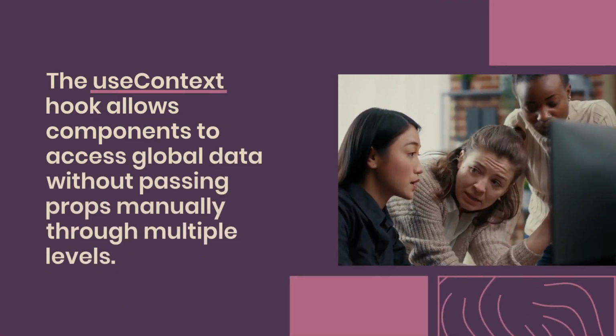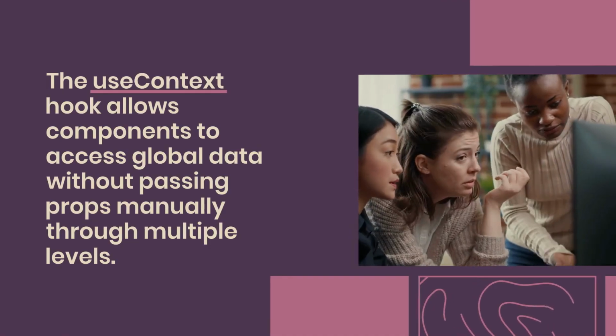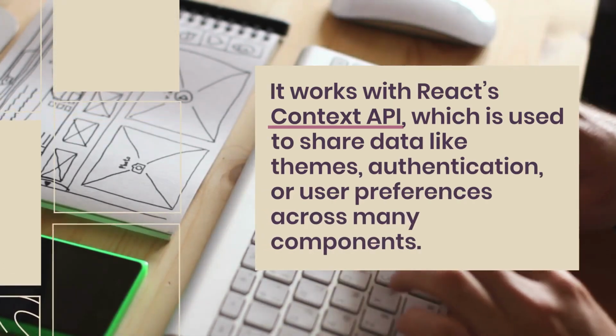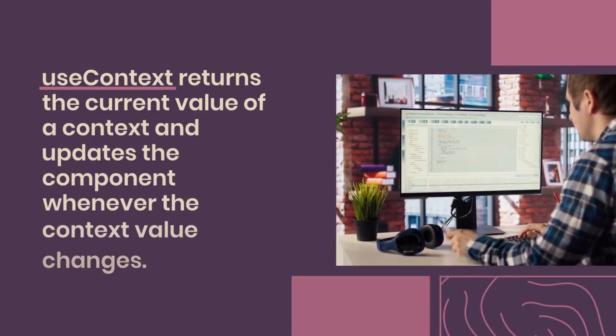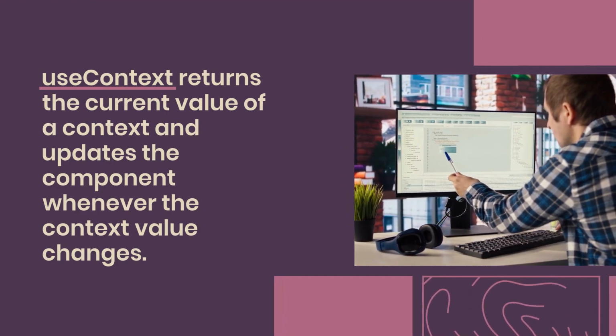13. What is the useContext hook? The useContext hook allows components to access global data without passing props manually through multiple levels. It works with React's Context API, which is used to share data like themes, authentication, or user preferences across many components. useContext returns the current value of a context and updates the component whenever the context value changes.